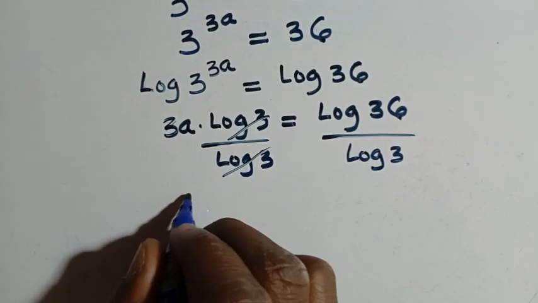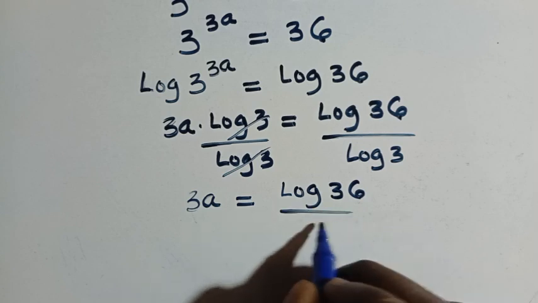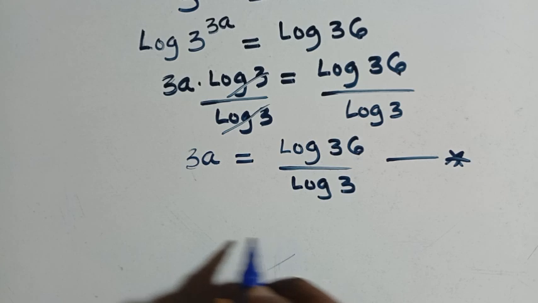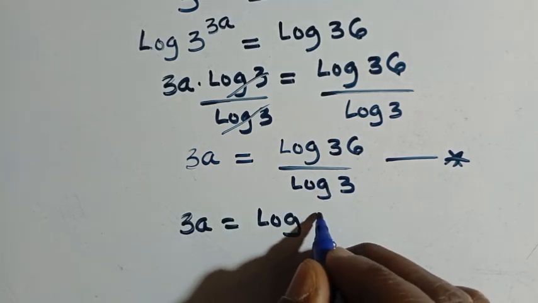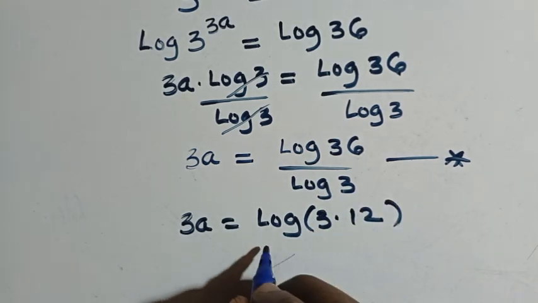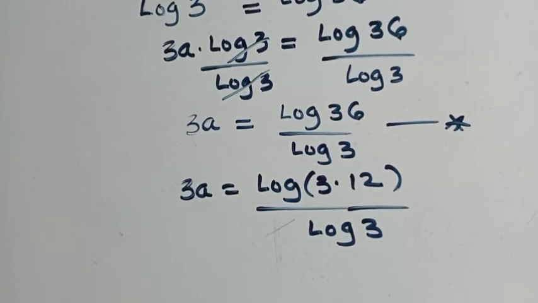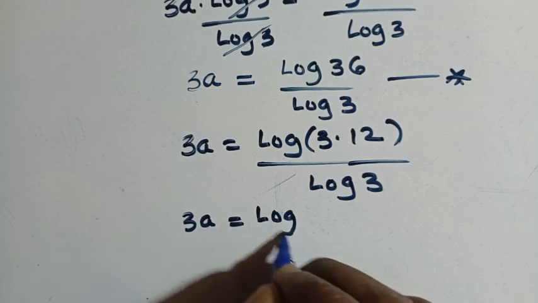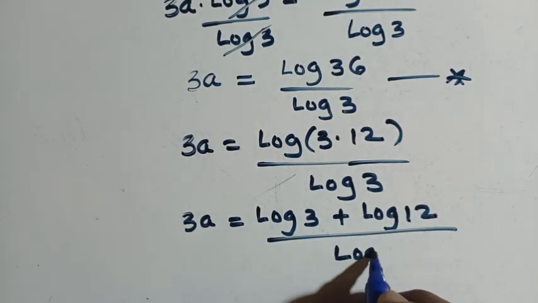So from here we have 3a equals log 36 divided by log 3. Now we have to break down 36 into a product: 36 can be written as 3 multiplied by 12. So 3a equals log of 3 times 12, divided by log 3. By the product rule of log, we separate this as 3a equals log 3 plus log 12, divided by log 3.